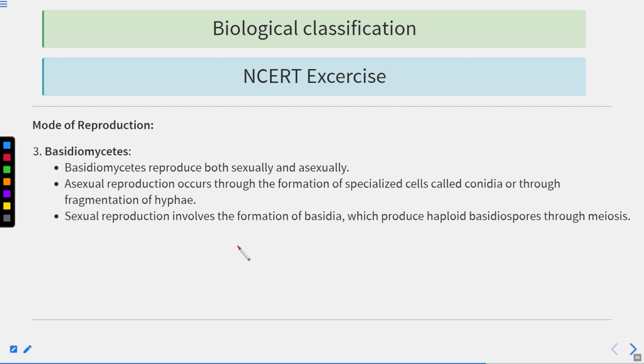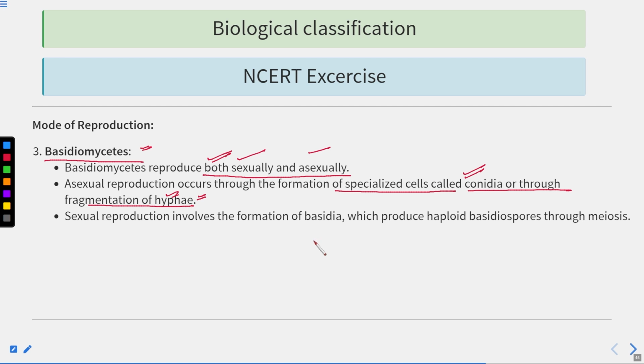Next, the mode of reproduction in the basidiomycetes. Basidiomycetes reproduce both sexually as well as asexually. Asexual reproduction occurs through the formation of specialized cells called conidia or through the fragmentation of the hyphae. So either they reproduce asexually by the formation of asexual spores called conidia, or by the fragmentation of the hyphae. Now the fragmented hyphae can give rise to a whole new individual.